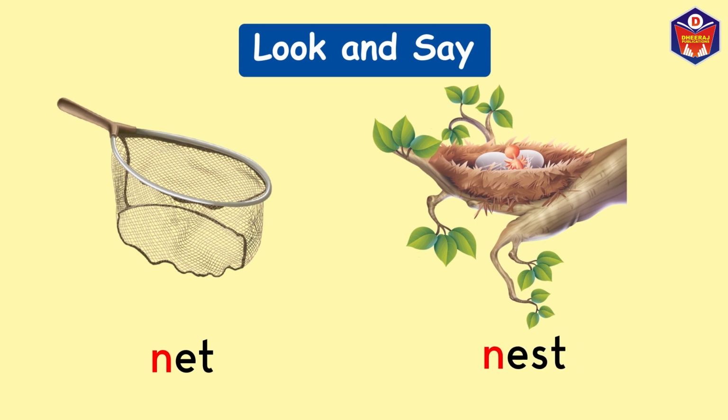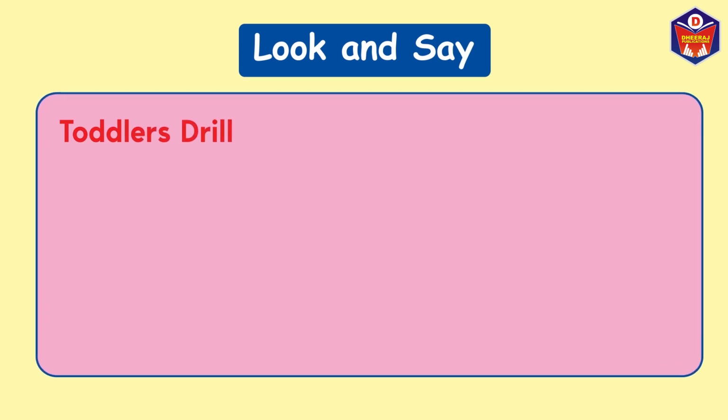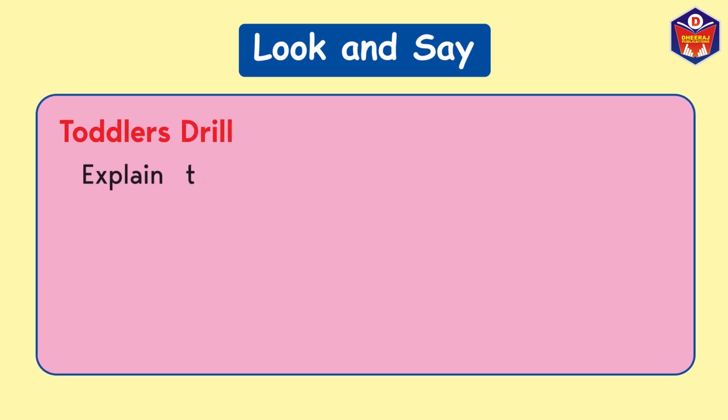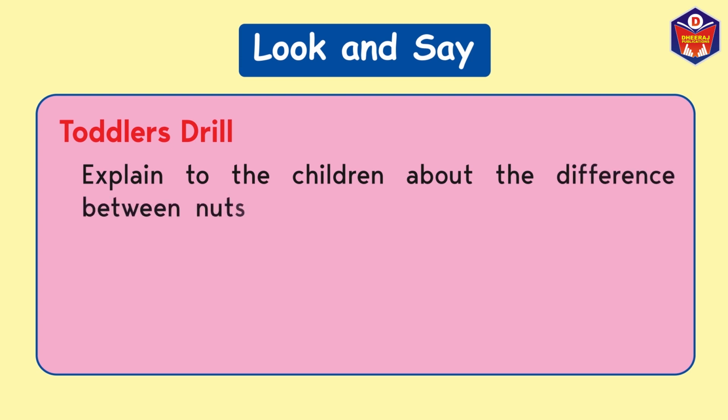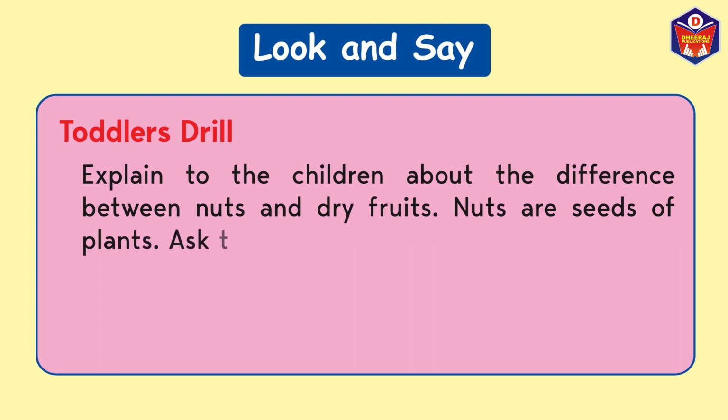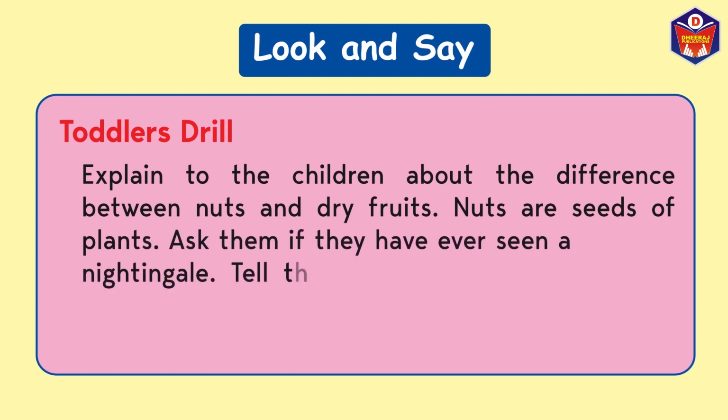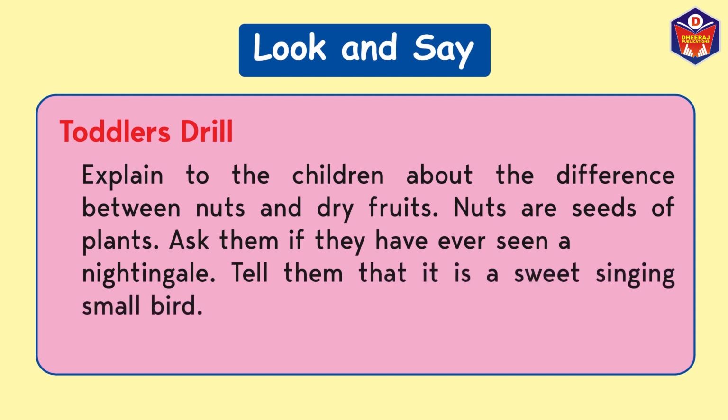Nest. Toddler's drill. Explain to the children about the difference between nuts and dry fruits. Nuts are seeds of plants. Ask them if they have ever seen a nightingale. Tell them that it is a sweet singing small bird.